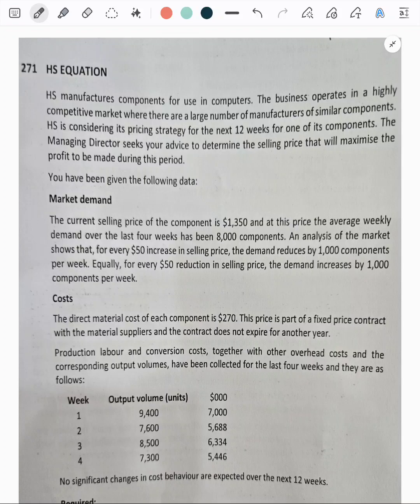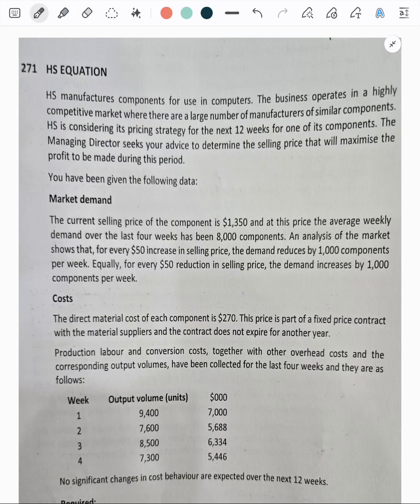HS equation. Okay. HS manufactures components for use in computers, and the business operates in a highly competitive market where there are a large number of manufacturers of similar components.